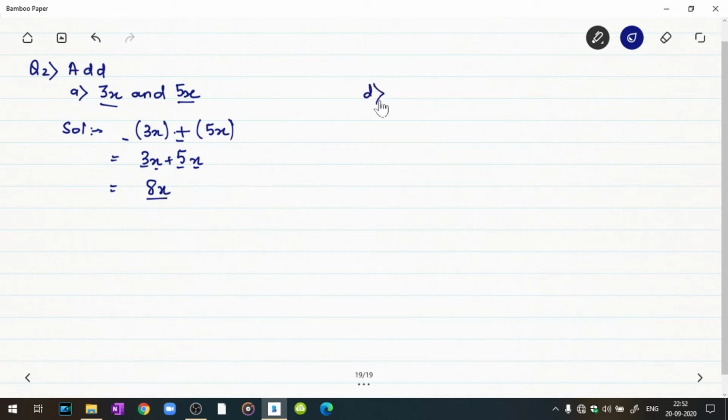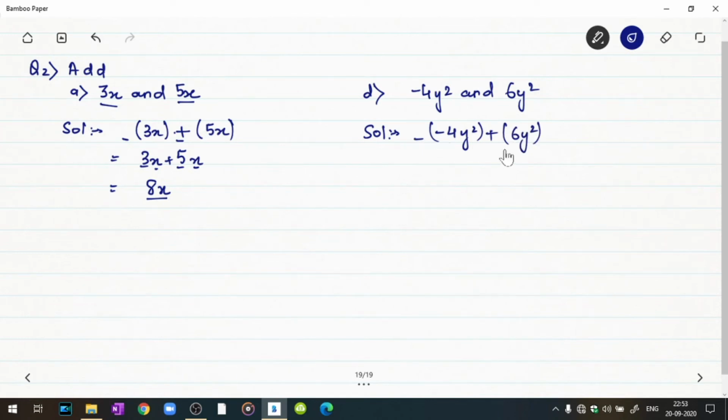Now we'll solve part d, where you have to add minus 4y square and 6y square. Again, you will put these like terms in brackets along with an addition sign between them. Now as there is no sign or a plus sign, the sign of the bracket will not change. So the bracket sign will remain unchanged, and you will get minus 4y square plus 6y square.